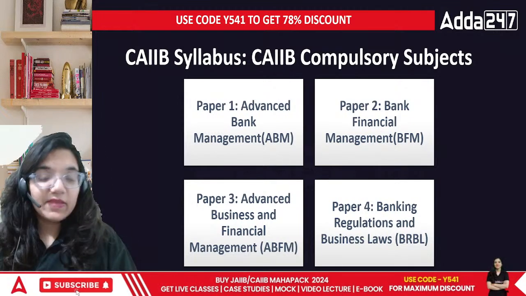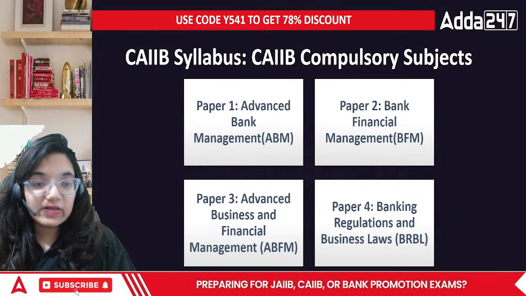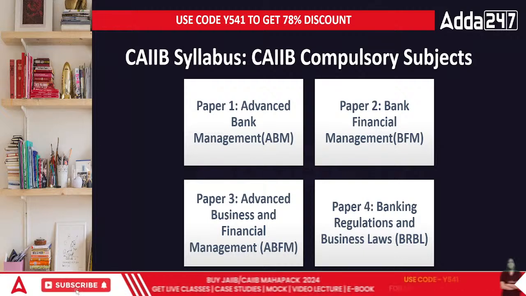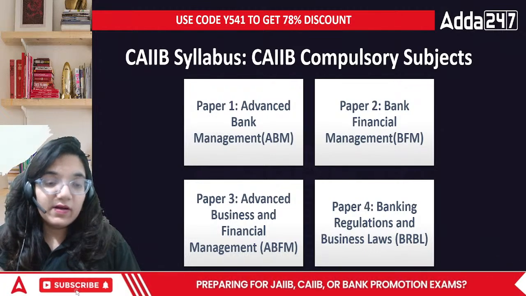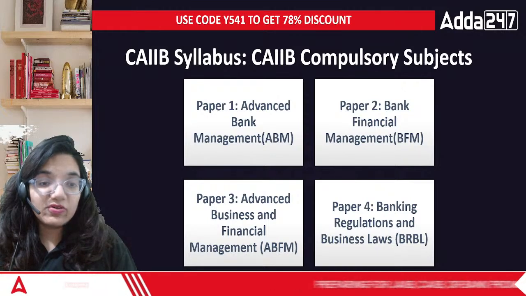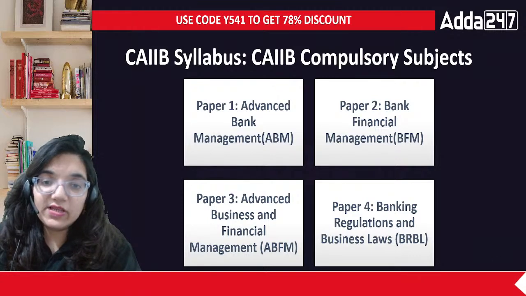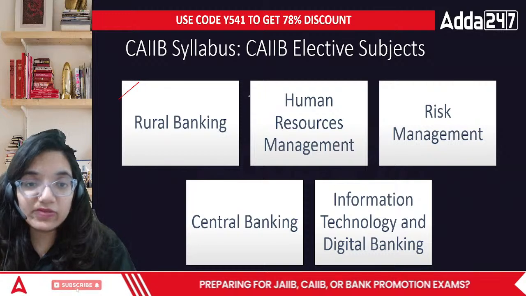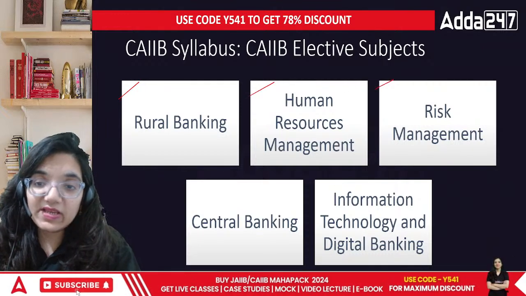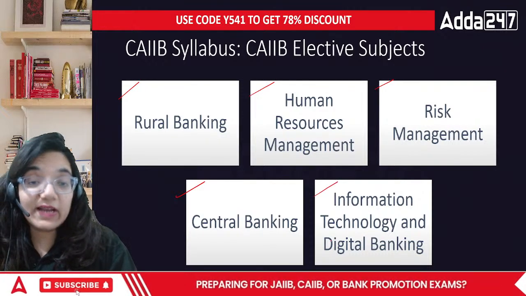These are compulsory. After this portion of the examination, which is compulsory for all of us, what is the next part? One part is your compulsory portion, and one part is your optional. So what do we have in optional? In the optional examination, you've got five different subjects. Number one is rural banking, number two is HRM, number three is risk management, number four is central banking, and the last is information technology and digital banking.